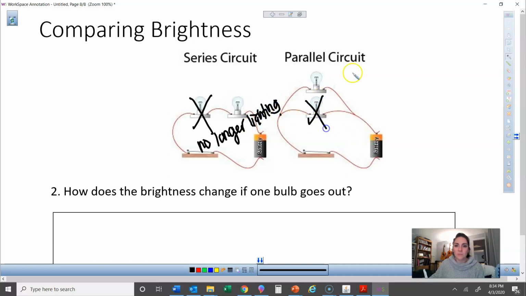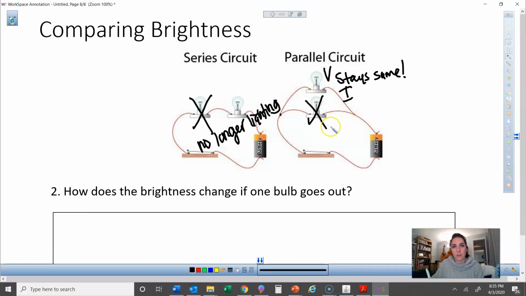If one goes out, the brightness stays the same, because you get relatively the same voltage and relatively the same current. So these will actually stay the same. I say relatively the same because the current will actually decrease ever so slightly, but not by much. In fact, you would not notice a change in the brightness.